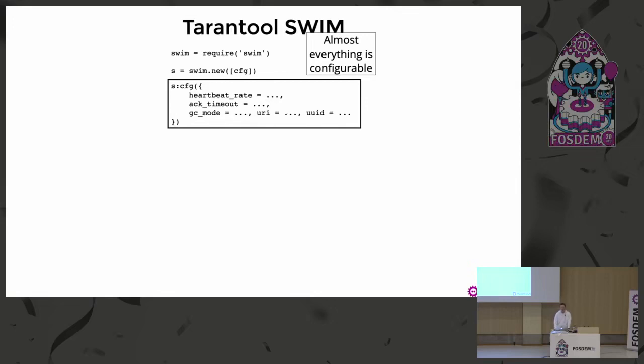In original SWIM, they say that if a node is declared dead, it should be deleted immediately from member tables. But it's not good if you want to catch a moment when this node is back on. So we made this behavior configurable to conform with the original SWIM, and so it could be really usable in production. You can turn off this thing. GC mode means garbage collection mode.